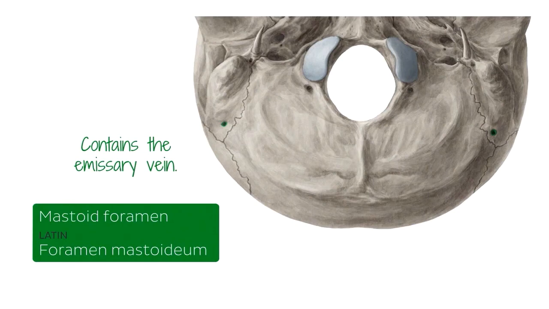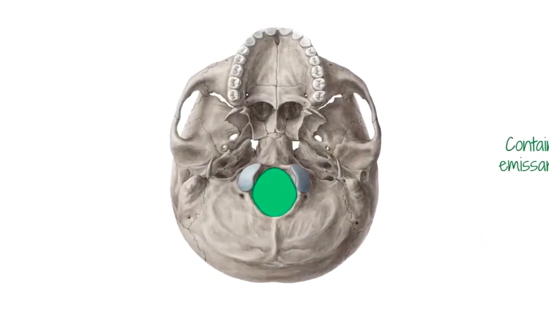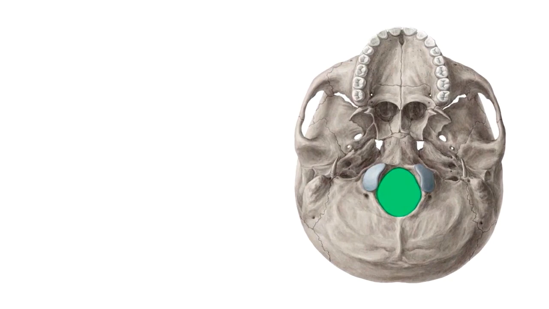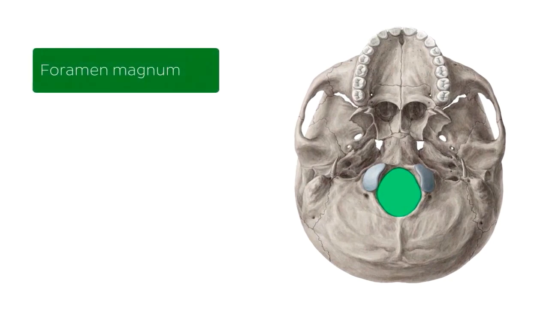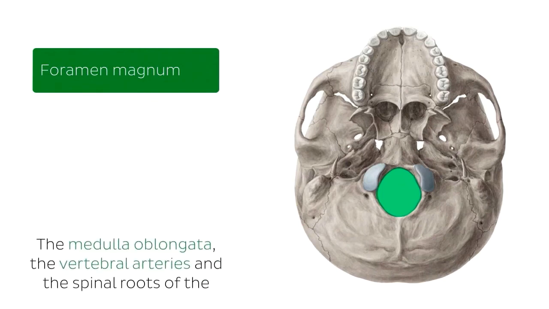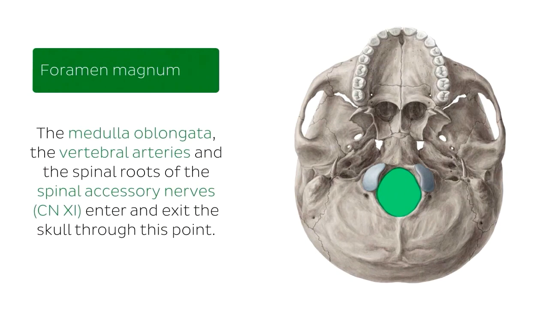One of these foramen that I've been talking about, the largest of them all, is known as the magnum, meaning the largest or greatest, and foramen magnum is what you're seeing now highlighted on the image. This is the largest foramen, as I mentioned, in the entire cranium, and it's found on the occipital bone. The medulla oblongata, the vertebral arteries, and the spinal roots of the spinal accessory nerves enter and exit the skull through this point.